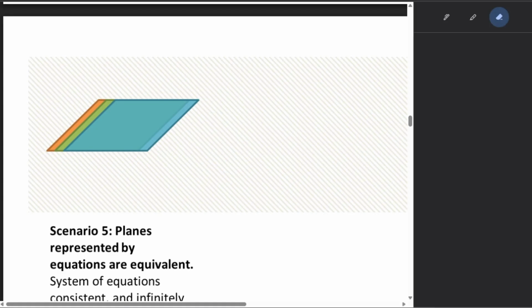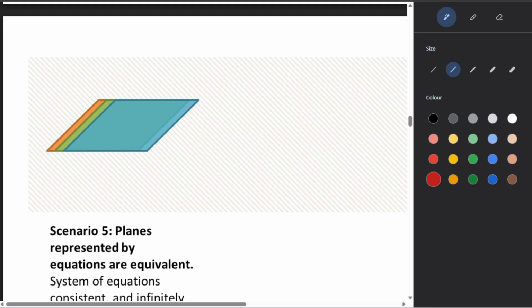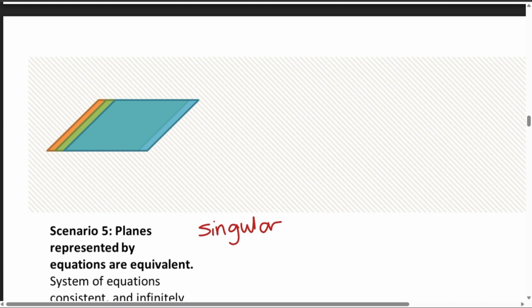So they'll just be multiples of each other, those planes. And again, that would be singular. I'm getting confused now. That would be singular, because, again, you wouldn't be able to find the inverse of that because there are infinitely many solutions.